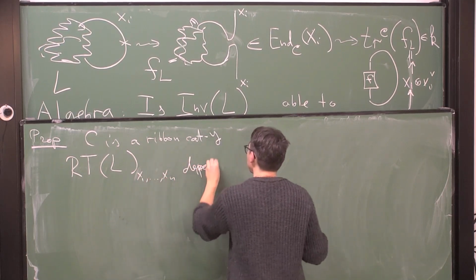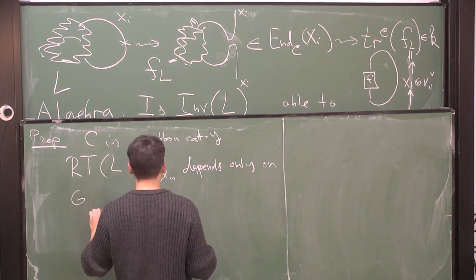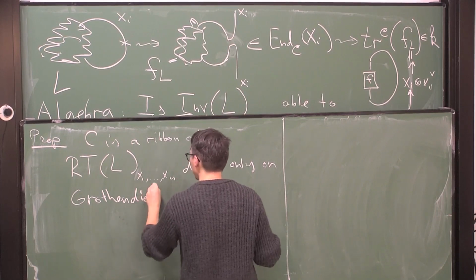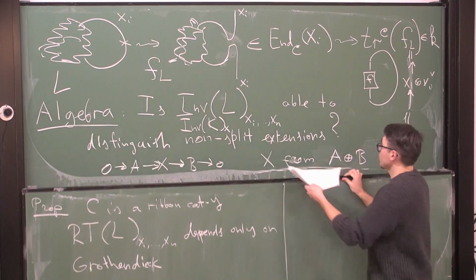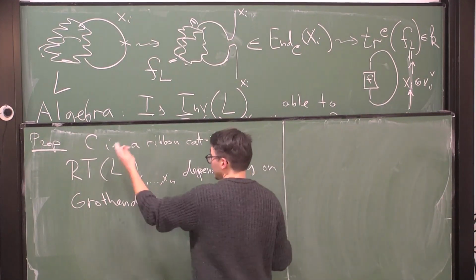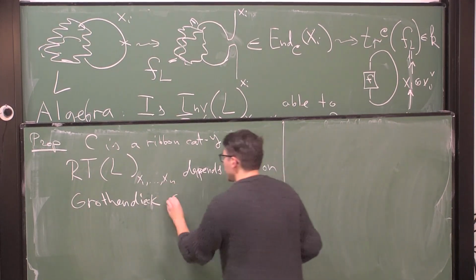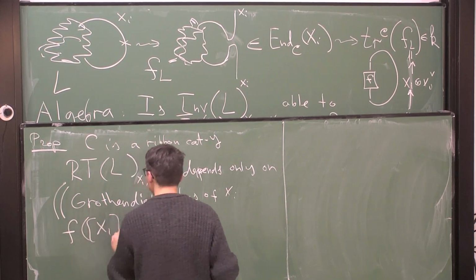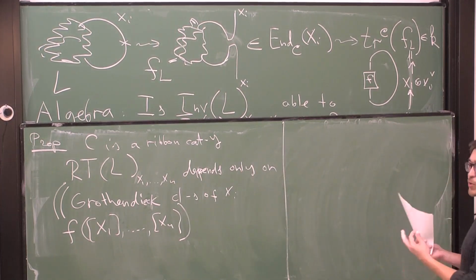depends only on the Grothendieck classes of the xi's. Only on Grothendieck. And this is the split Grothendieck group. Yes, for me it is the usual Grothendieck group. In the Grothendieck group, X equals A plus B for any non-split extension. Whatever link you take, this is the usual Grothendieck group of an abelian category. So the Stick-and-Drive invariant depends only on the Grothendieck classes of the xi. It's just a function of the classes of x1, ..., xn. So in particular, it's not able to distinguish non-split extensions, and so algebraically, it's a weak invariant.